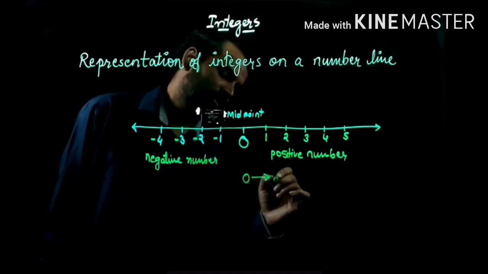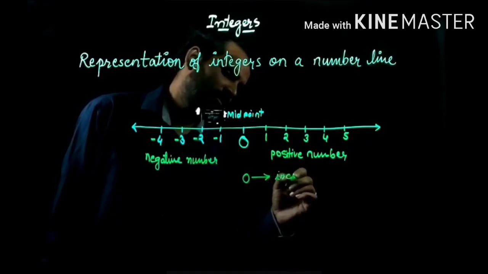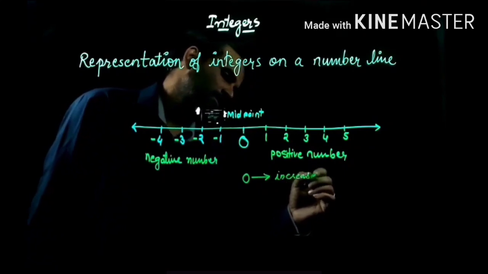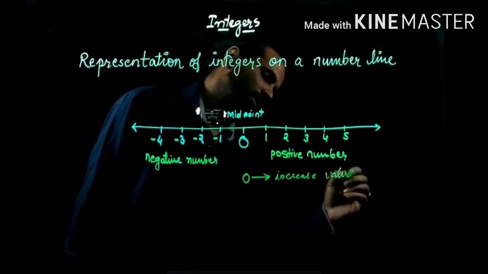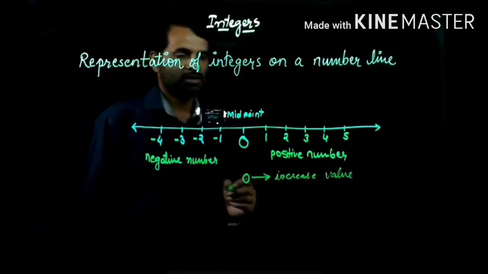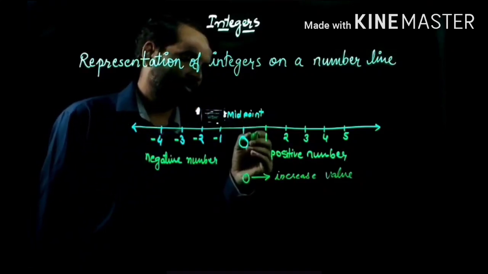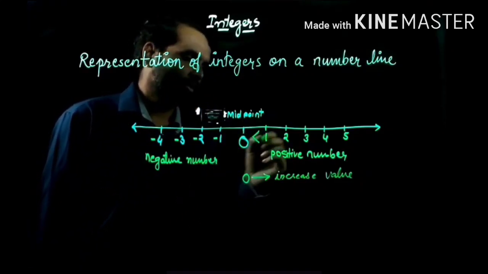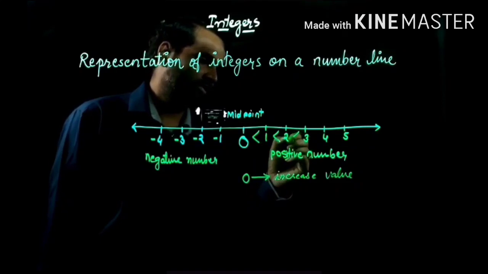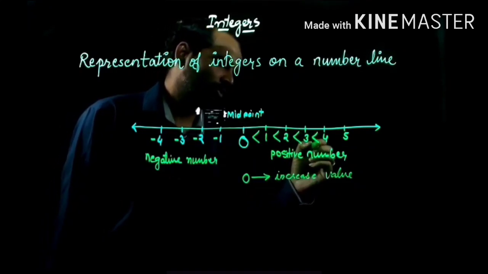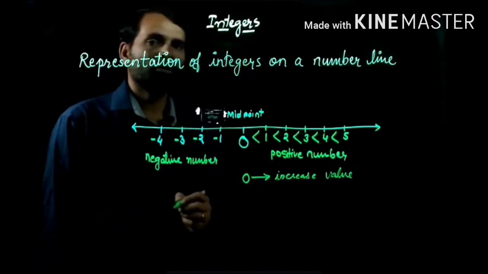Okay, and in the middle is 0. This side is the increasing value. Increasing value means 0 is less than 1, 1 is less than 2, 2 is less than 3, 3 is less than 4, and 4 is less than 5.